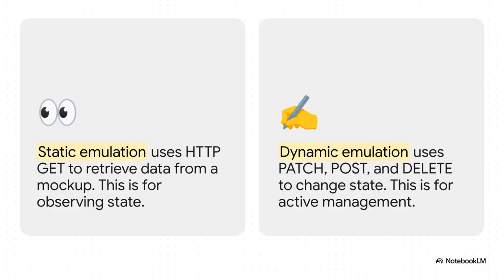Now, this distinction is really important to get. A static interaction is basically read-only. You're just observing the system's state with GET requests. But a dynamic interaction is read-write. You're actively managing the system with PATCH, POST, or DELETE. And understanding this difference is the key to figuring out how we can test our automation scripts.